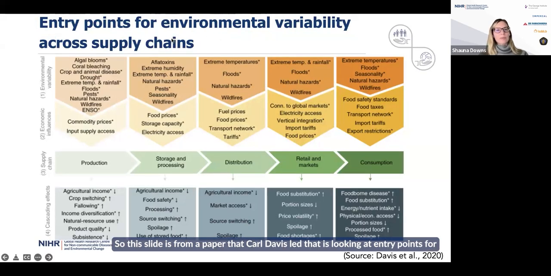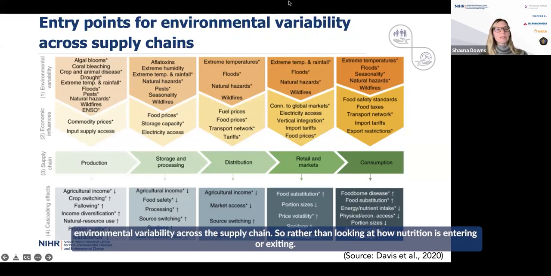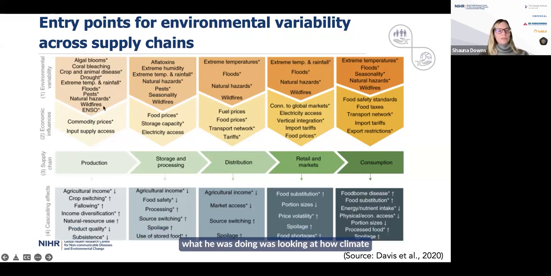So this slide is from a paper that Carl Davis led that is looking at entry points for environmental variability across the supply chain. So rather than looking at how nutrition is entering or exiting, what he was doing was looking at how climate enters each of these steps of the supply chain.